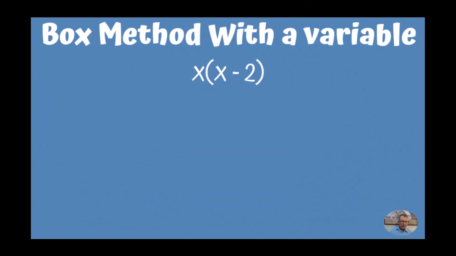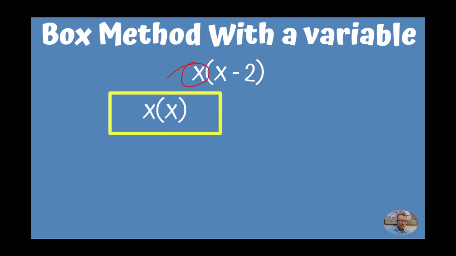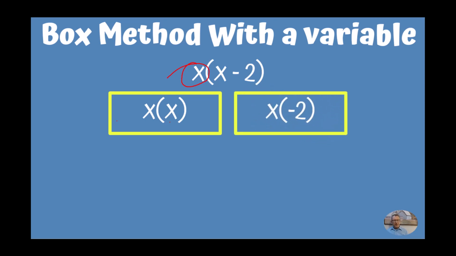We're still working with variables. What's different about this problem than other problems we have worked so far in this unit? That's right. Somebody pointed out it's got a variable out front. Is that going to change any of the rules of math? No, it's not. So we're going to write our boxes. What should go in the first box? First box should have just x times x. What should go in the next box? What do you think? X times negative 2. Don't forget that negative.